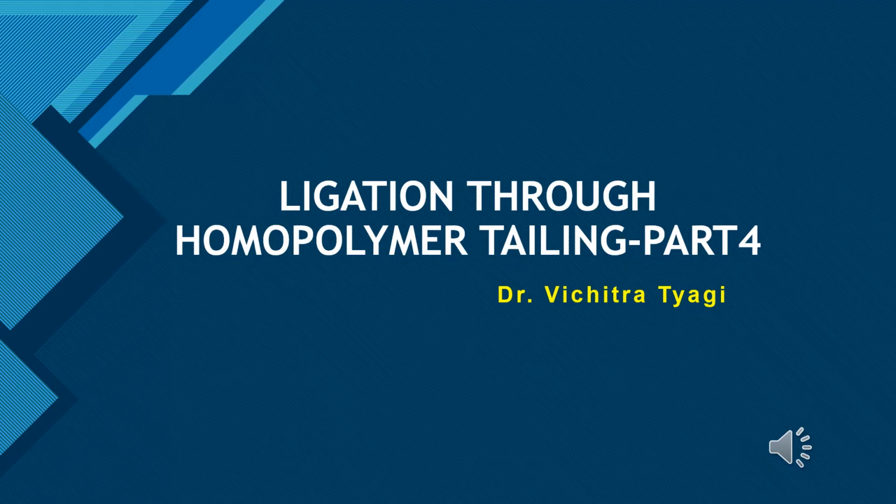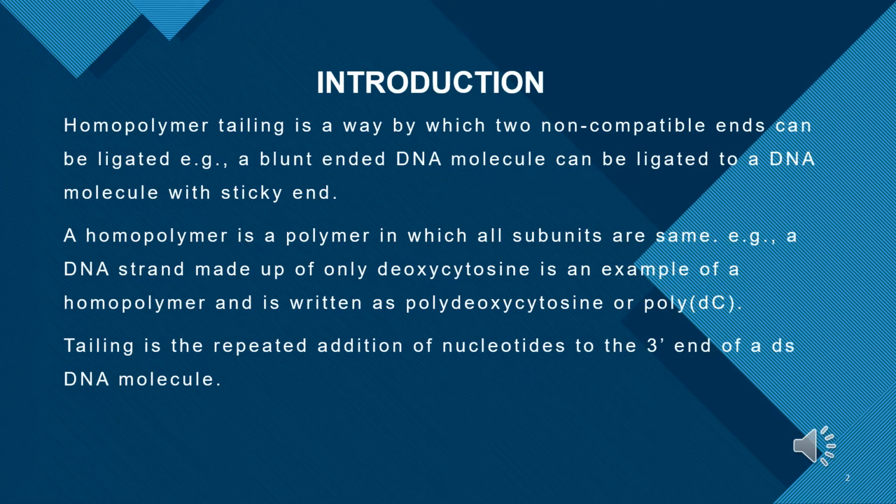Today we will discuss ligation through homopolymer tailing. Now, what is homopolymer tailing? Homopolymer tailing is an approach by which two non-compatible ends can be joined to each other. For example, a blunt-ended DNA molecule can be ligated to a DNA molecule which has sticky ends. By homopolymer tailing, we introduce sticky ends to a blunt-ended DNA molecule.